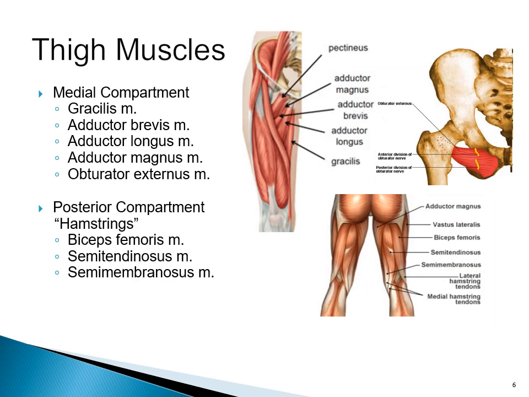The thigh muscle medial compartment is the gracilis muscle, adductor brevis muscle, adductor longus muscle, adductor magnus muscle, obturator externus muscle. The posterior compartment are called the hamstrings, which are the biceps femoris muscle, semitendinosus muscle, and semimembranosus muscle.